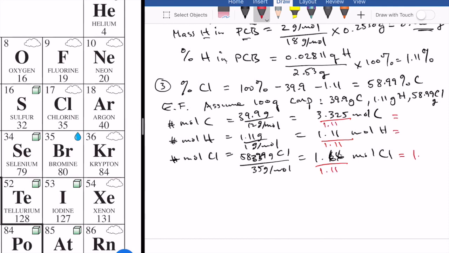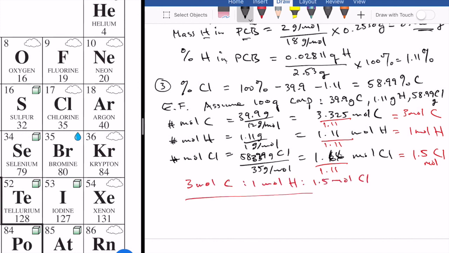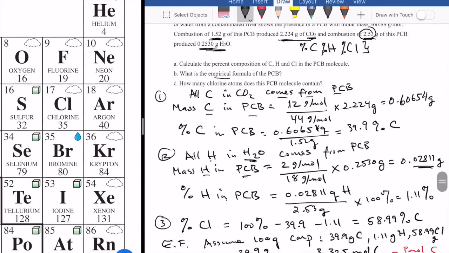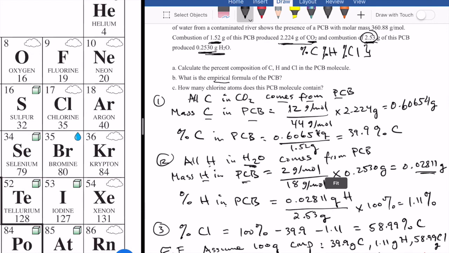This would be about 1.5 moles of chlorine, 1 of hydrogen, and 3 moles of carbon. The relationship is then 3 carbon to 1 hydrogen to 1.5 chlorine. Multiply across by 2 to get rid of that half. So you get 6 carbon, 2 hydrogen, and 3 chlorine. Your empirical formula for the PCB is C6H2Cl3. If you go back to the question, they ask how many chlorine atoms the PCB molecule contains.